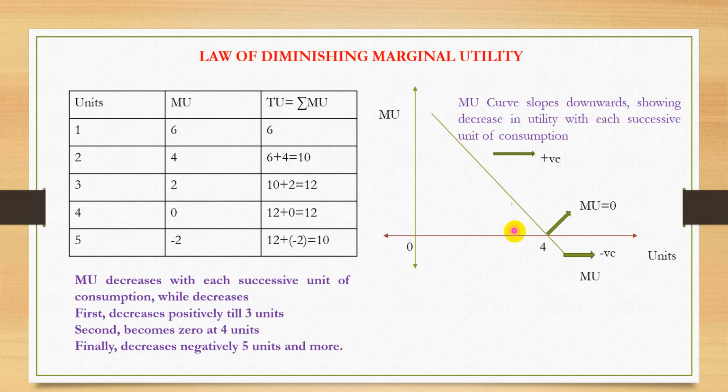Suppose up to 4 units he is getting 12. Now if he does not consume this, he will not get this amount of satisfaction. And if he consumes here, then his total satisfaction becomes 10, because this is -2, which is subtracted from the previous amount of satisfaction. So you come to know how the marginal utility decreases.